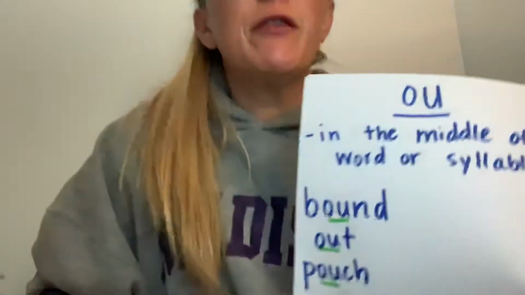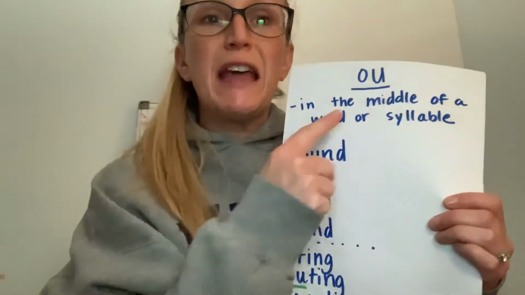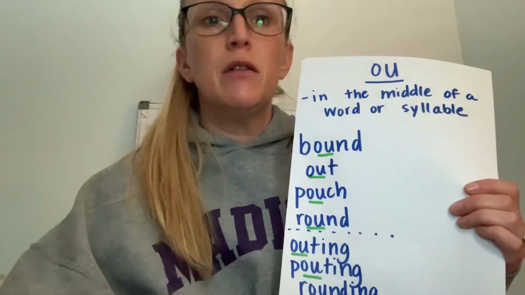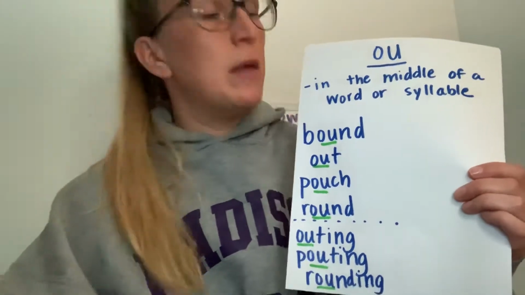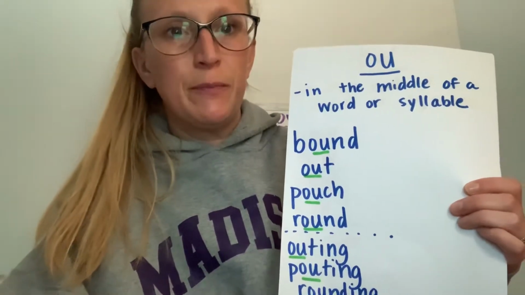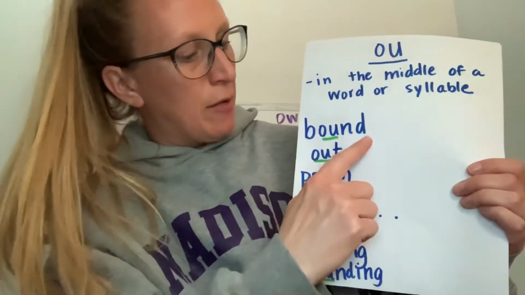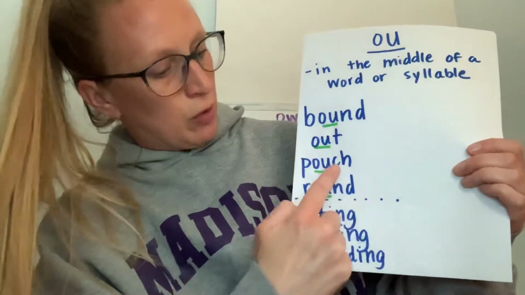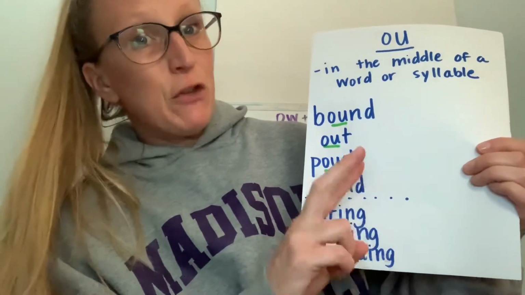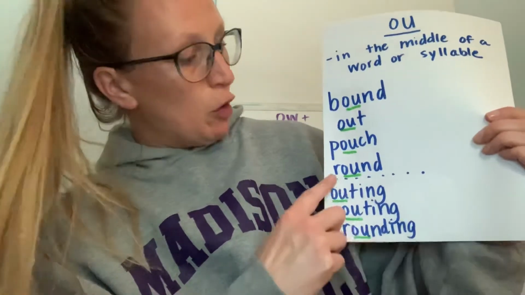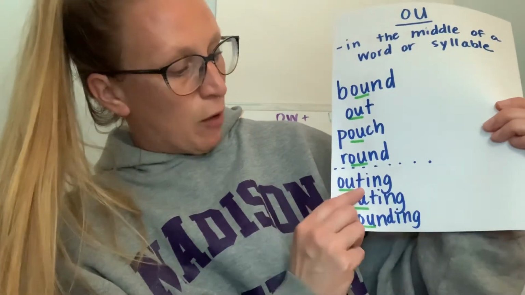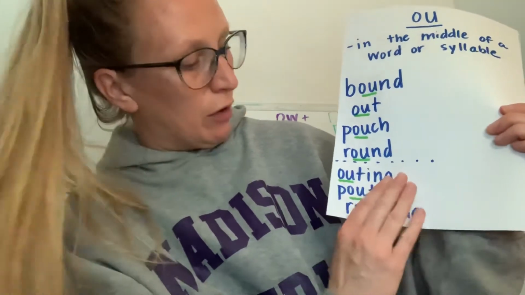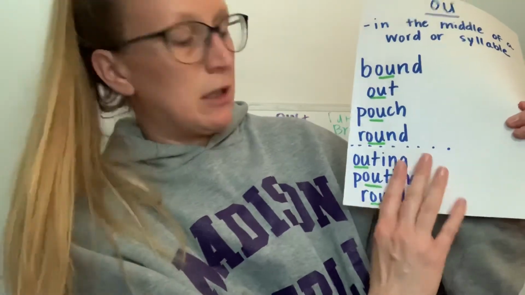The first part of the rule, step 1: you use OU to spell ow in the middle of a word or a syllable. OU, like in bound. See, there's letters after it. Out, pouch, round. If there's a 2-syllable word, you break your syllables apart. Out, outing, pout. That's a root word, right? It's still in the middle of that syllable.